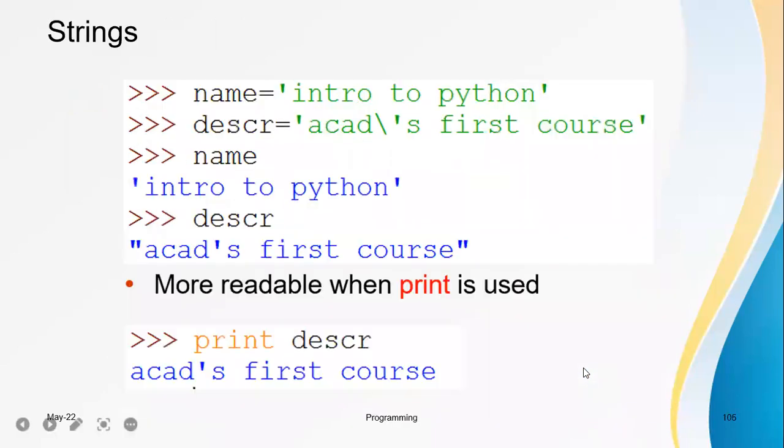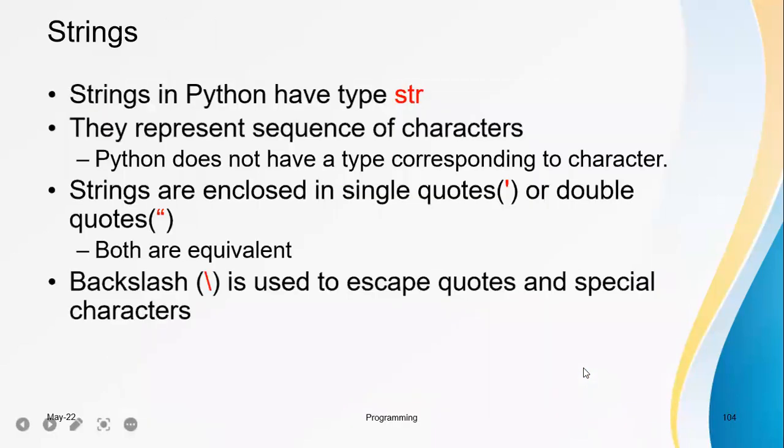This is the slide before strings. Strings are nothing but text you write within single quotes or double quotes. Both are the same. A backslash is used to escape quotes and special characters. That's all. Do you have any questions here? What do you want me to explain more? Tell me, and I will explain with an example.